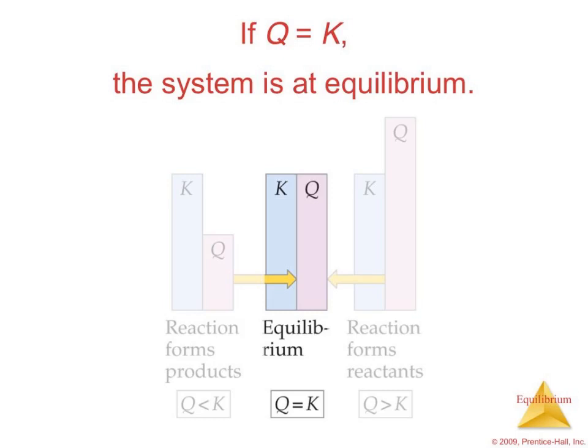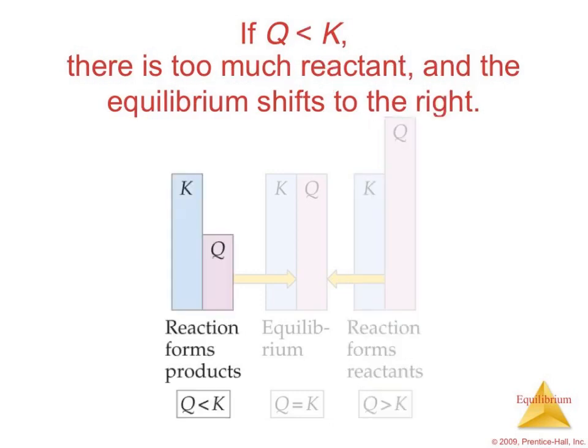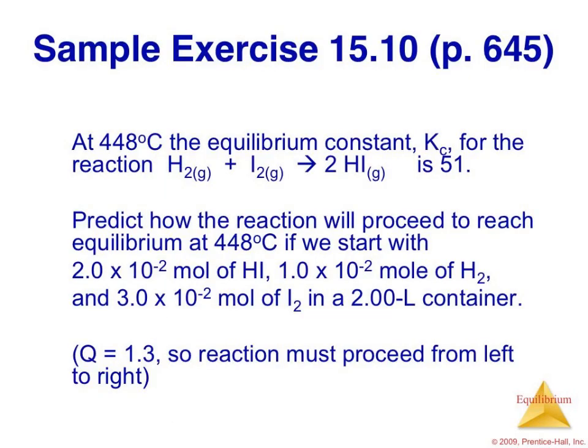So, again, this is just in graphical form showing what we basically just said. If the Q is equal to K, then we're at equilibrium. That's the one that's highlighted right now. If the Q is greater than K, then the equilibrium will shift back to the left. It's going to form more reactants until the Q and the K are equal to one another. And if the Q is less than K, then the reaction will need to form some additional products until it reaches equilibrium. Okay?